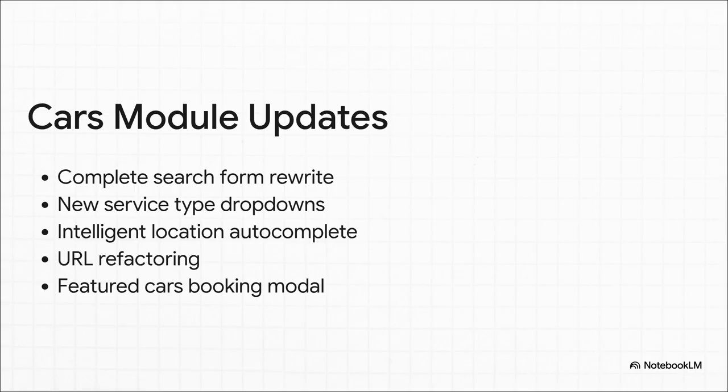They introduced new service-type dropdowns to distinguish between rentals and transfers, added this really intelligent location autocomplete, and implemented a brand new featured cars booking modal that completely replaces the old direct links. It just makes data collection infinitely smoother for the end user before they ever even hit the checkout page.